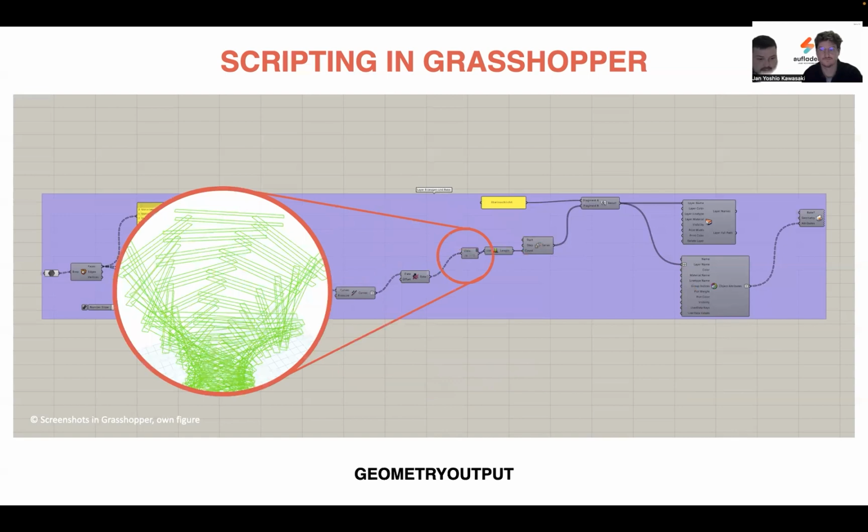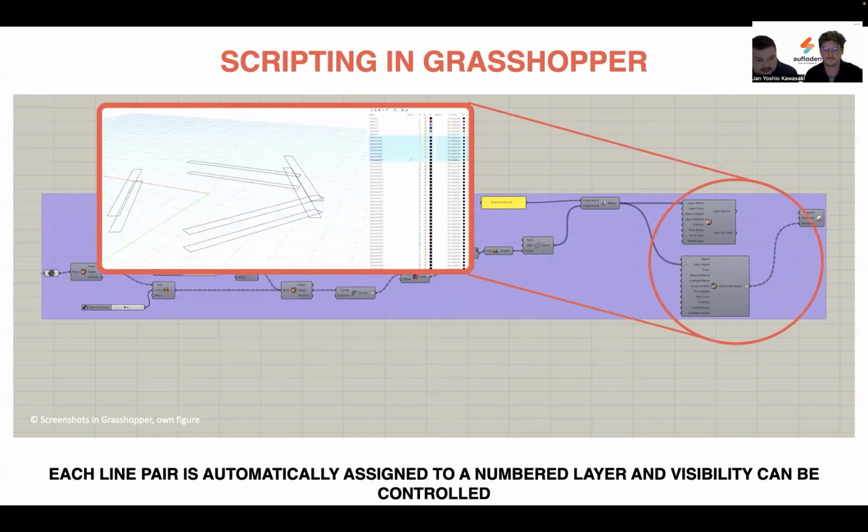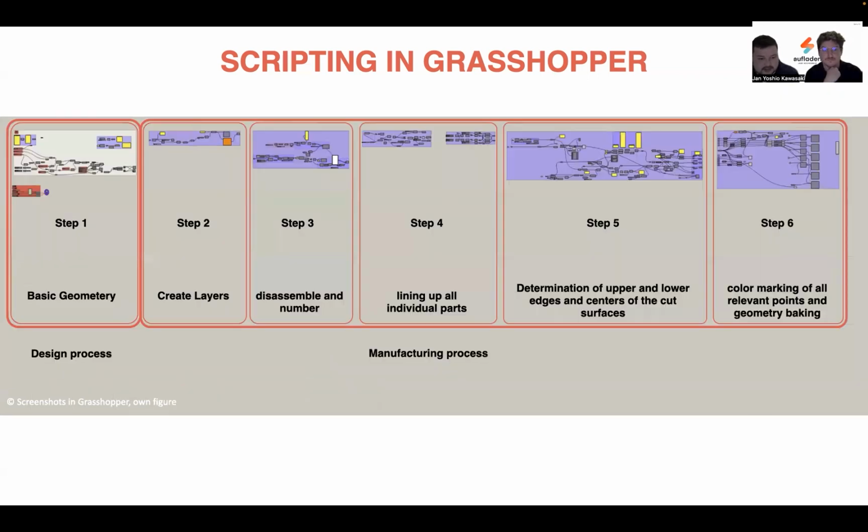Here, the current output of the previous script is shown, and we can check if there's an error so far. Each pair of lines is assigned to a numbered layer above it in the last step, and the visibility of each layer can be controlled.